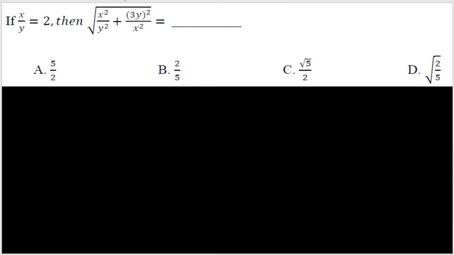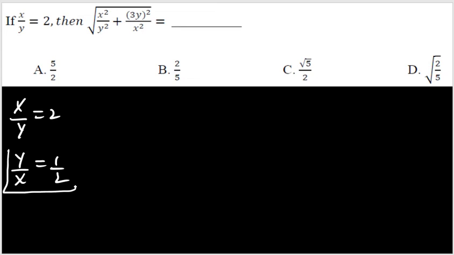The next question: if x over y is equal to 2, given x over y is equal to 2. From this, we can conclude y over x will be 1 over 2. We can get this result. What did I do? X over y is equal to 2, and 2 by itself means 2 over 1. So when I make it upside down, the x over y will be y over x. The same way, 2 over 1 will be 1 over 2.